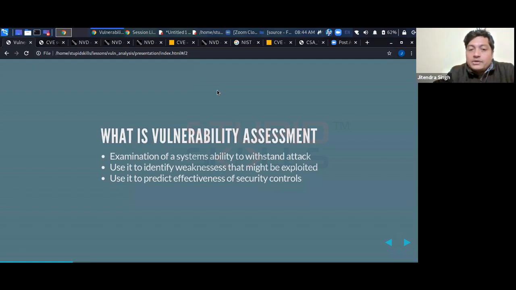Whenever you use automated tools, they would only assess the technology part. Additionally, you always will have to do this kind of an assessment on people and process as well. So let's see what kind of effective security controls are there that can help you in predicting the effectiveness of this assessment.